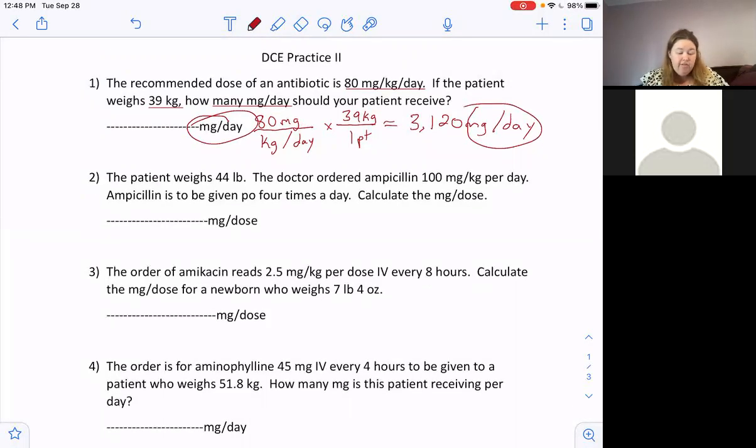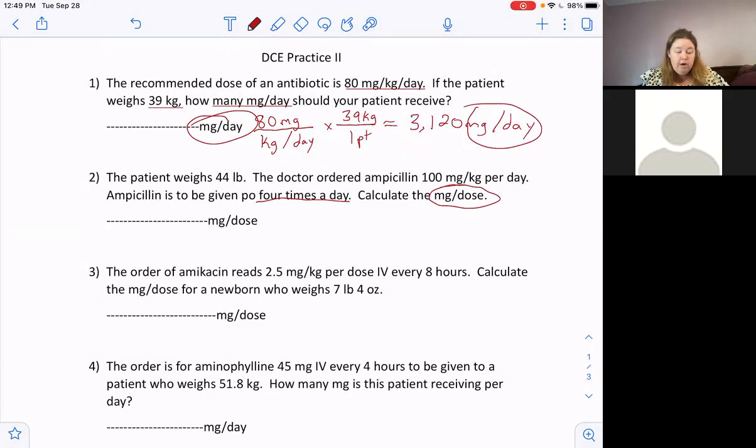The patient weighs 44 pounds. The doctor ordered ampicillin 100 milligrams per kilogram per day. Ampicillin is to be given PO 4 times a day. Calculate the milligrams per dose. So this is 4 times a day, but we want to end up with milligrams per dose. So that will affect our answer.